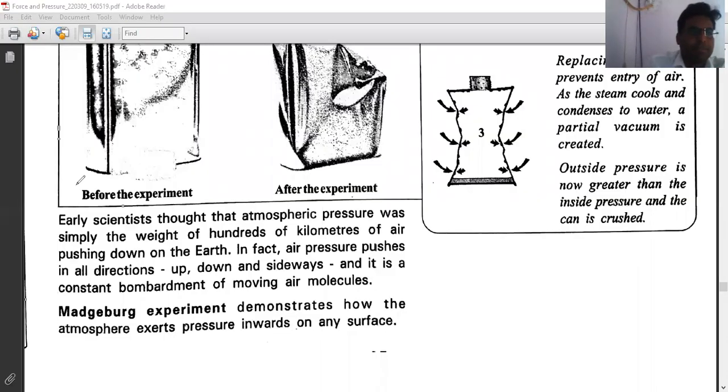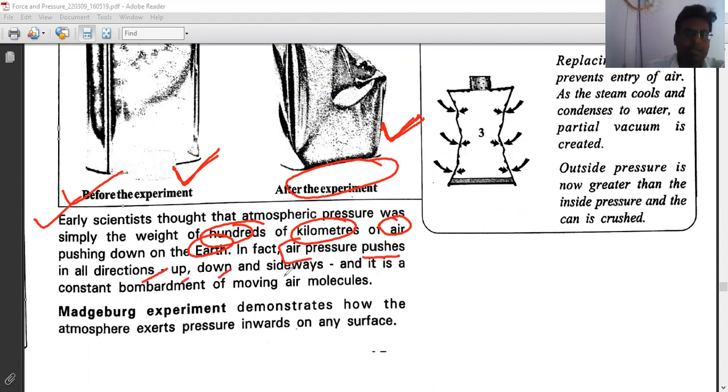Our next point is before the experiment, your container is looking like this, right? And after the crush, the container is looking like this. So earlier scientists thought that atmospheric pressure was simply the weight of hundreds of kilometers of air, right? Pushing down on the earth. In fact, air pressure pushes in all directions: upward, downward, and sideways.